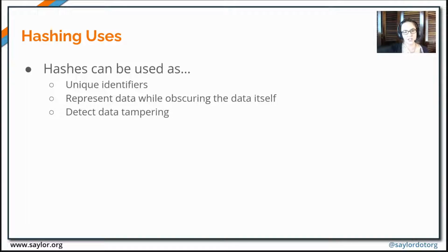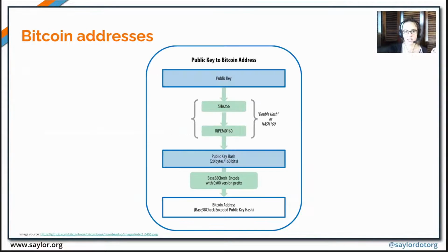All right, and then we can detect data tampering. If you change anything about the data going into that hashing function, you're going to get a different result out the other end. You can't even change a punctuation mark without that digest, the output of that hashing function, being different. So it will help you immediately spot any data tampering. And of course, this is used quite heavily in Bitcoin's proof of work mining, which we dive into in more depth later in the course. And Bitcoin addresses.